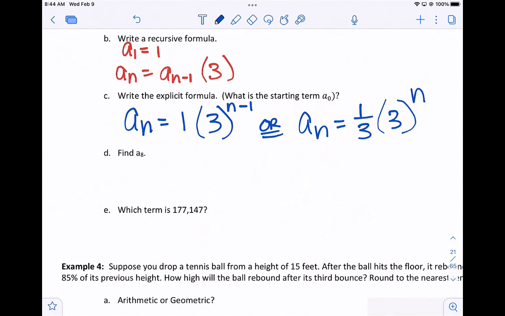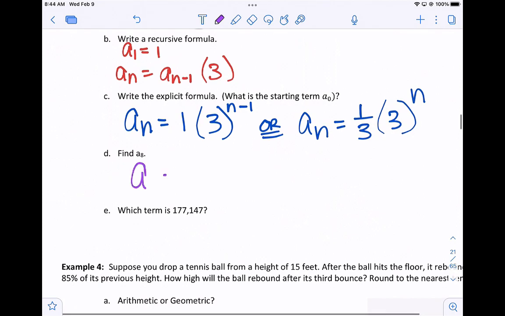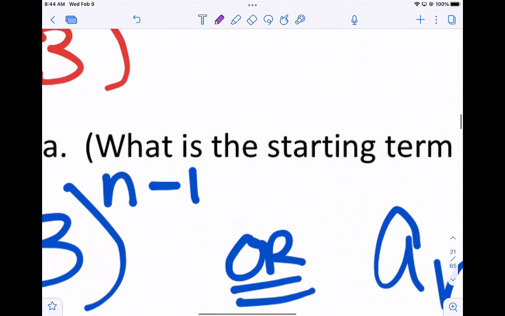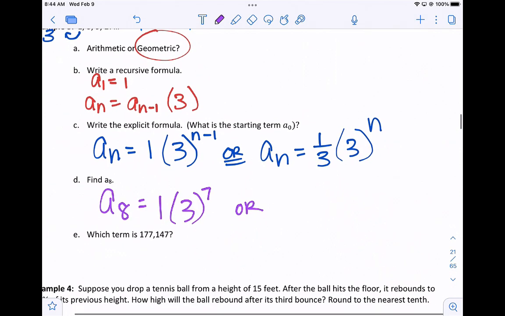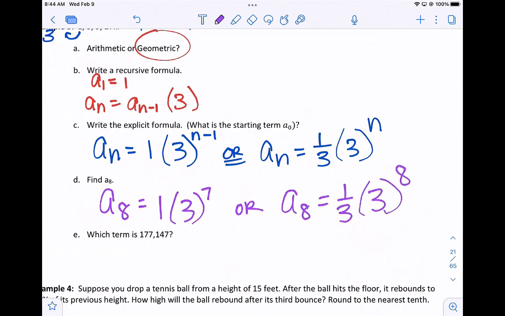To find the 8th term, again, you can use either equation. So to find the 8th term, I'll show you both ways. It is 1 times 3 to the 8 minus 1 or 7th power. Or to find the 8th term, it's 1/3 times 3 to the 8th power. Either way, when you type that in your calculator, you should get the same answer. And so let's type that in.